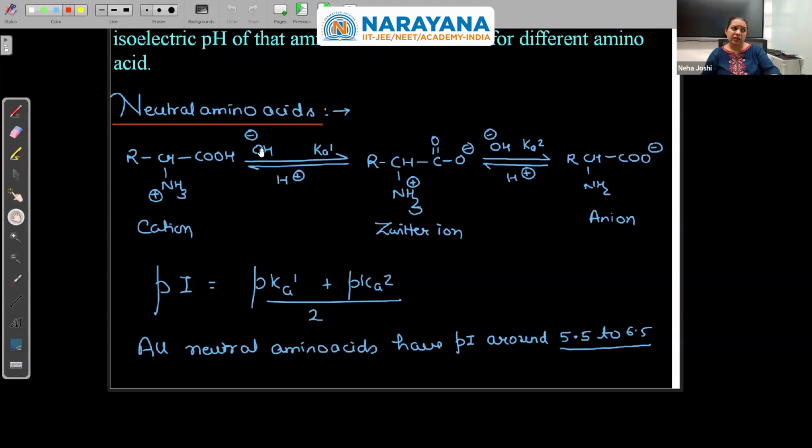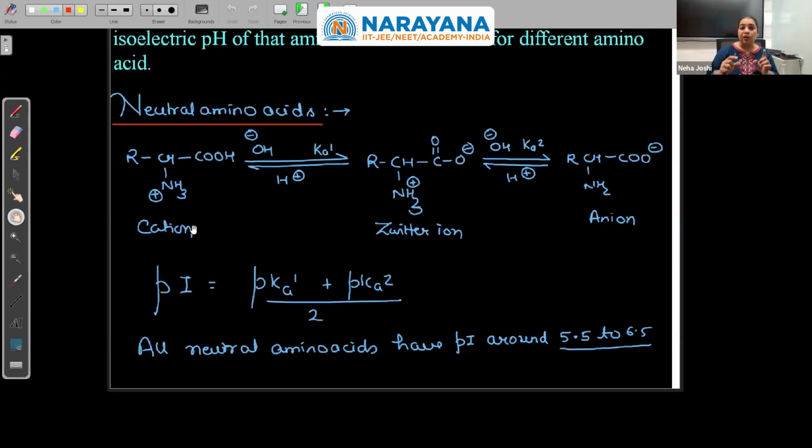Now I start, okay, I add OH minus, which will go, so I'll say COOH will go first, more acidic is COOH. And that K1 is of COOH. Then I further add more base. Now NH3 plus will go and the anion is forming. If in this anion, I start decreasing the pH, I start adding H plus, this is a stronger base center, NH2. So it takes the H plus first. Then this takes, so cation.